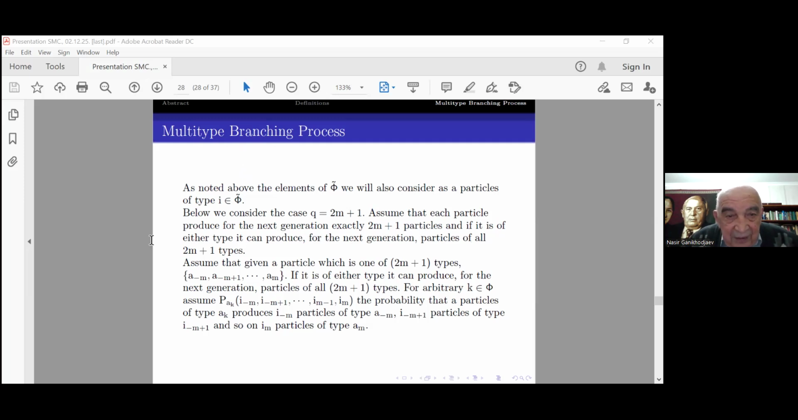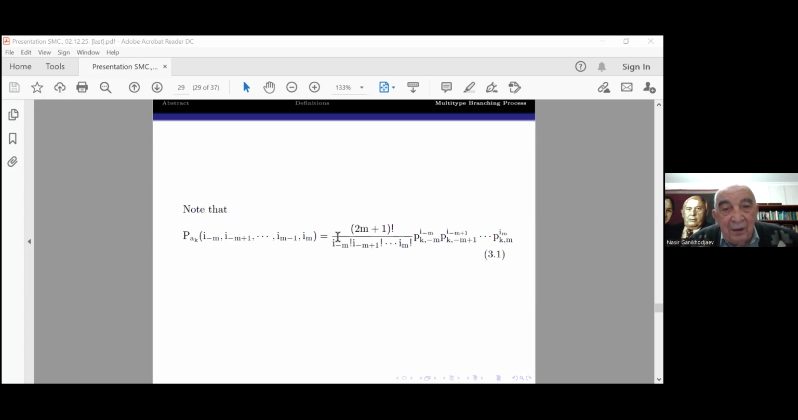And if it is of either type, it can produce for the next generation particles of all 2m plus 1 types. These are our particles, their types from this one to this one. So now for arbitrary k, assume p_{a_k} is the probability that a particle of type a_k produces such a number of particles of type minus m, such a number of particles of this type, and so on, and the last one is the number of particles of type a_m. This probability we can compute using the previous transition probability.